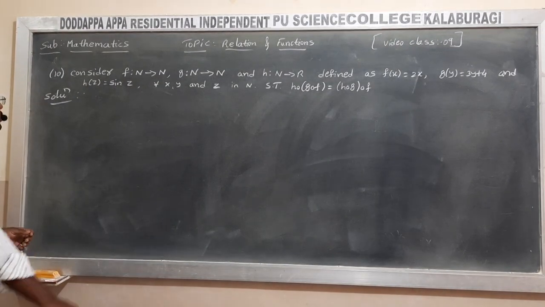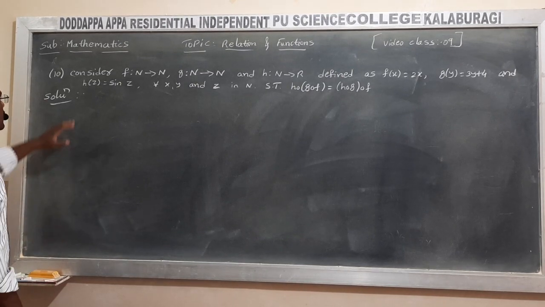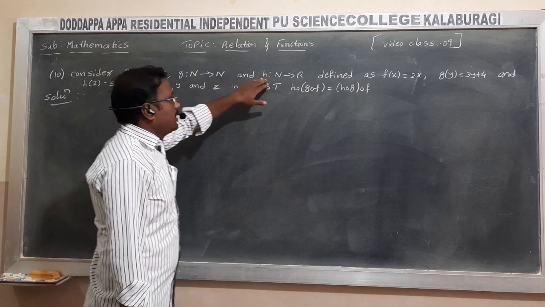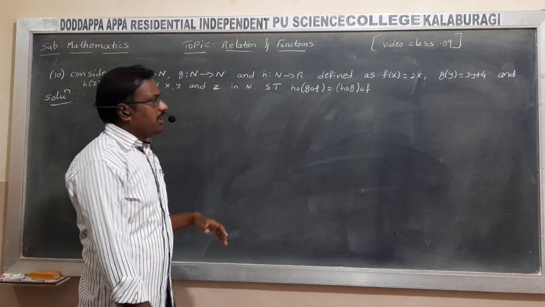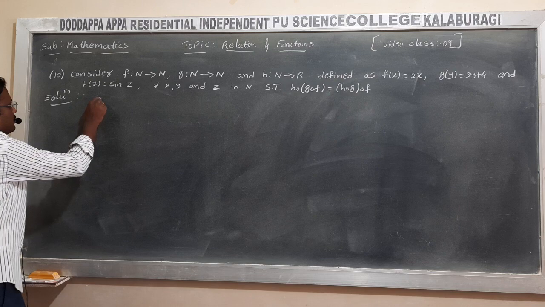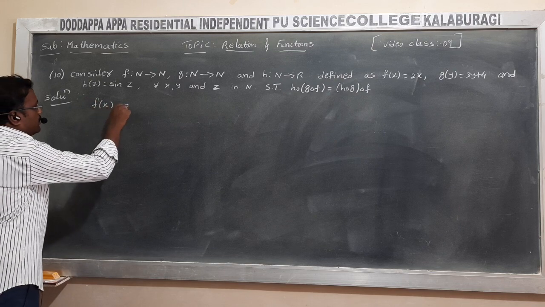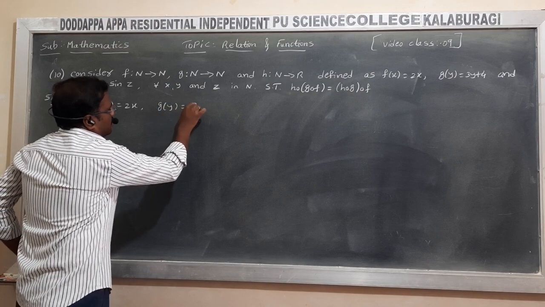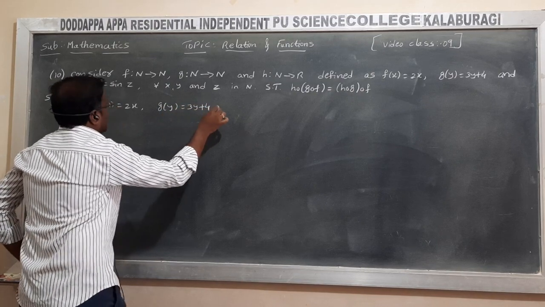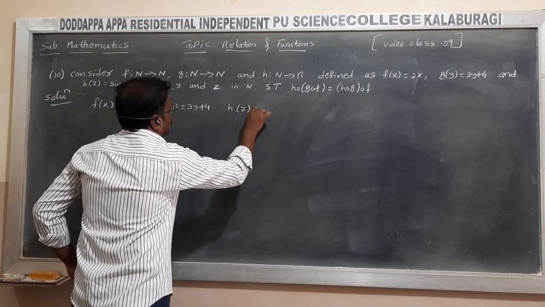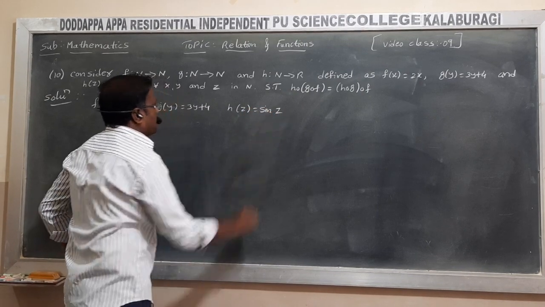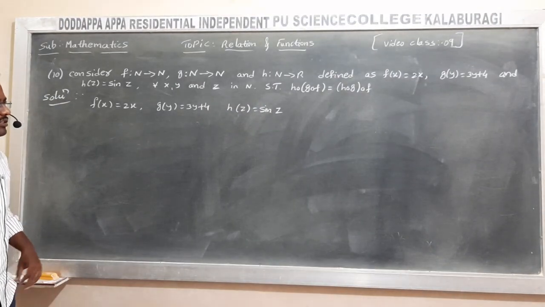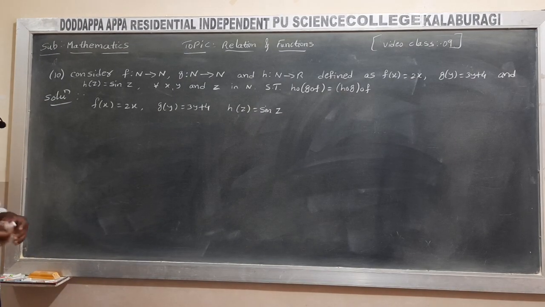Okay, we go for another problem. So here what is given? Consider f from N to N, g from N to N and h from N to R defined as f of x is equal to 2x, g of y equal to 3y plus 4, and h of z equal to sin z. Given values. Okay, then you can prove that (h naught g) naught f equals h naught (g naught f).